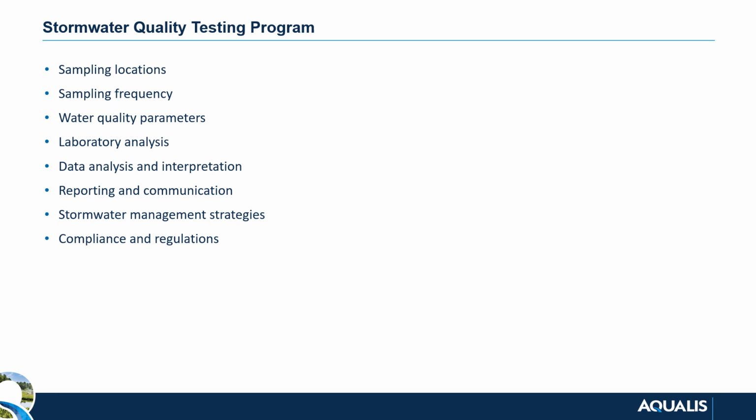Data analysis and interpretation: examining the laboratory results to assess stormwater quality, identify potential sources of pollution, and evaluate the effectiveness of existing stormwater management practices. Reporting and communication: preparing reports based on the data analysis and sharing the findings with relevant stakeholders such as local authorities, residents, and businesses. Transparent communication is crucial to raising awareness and encouraging cooperation in mitigating stormwater pollution.